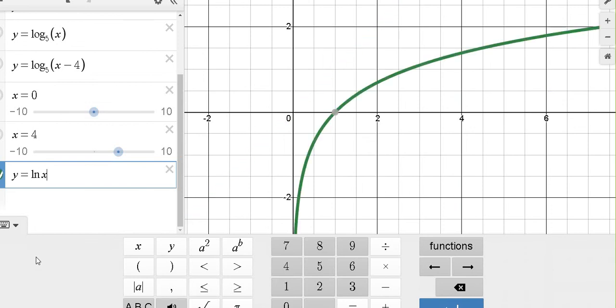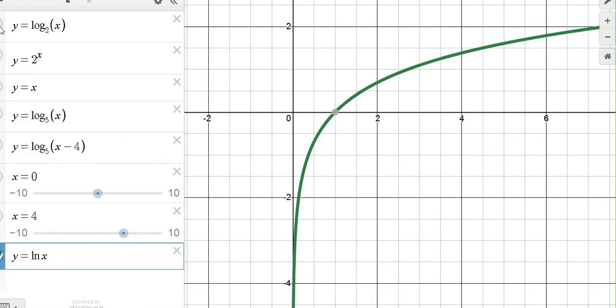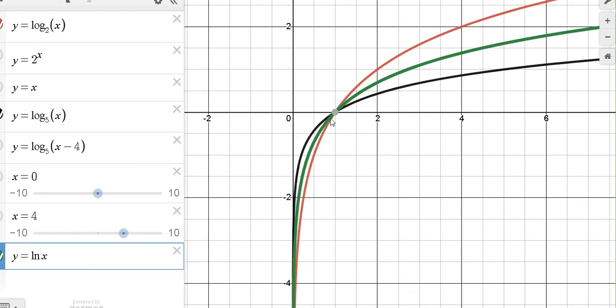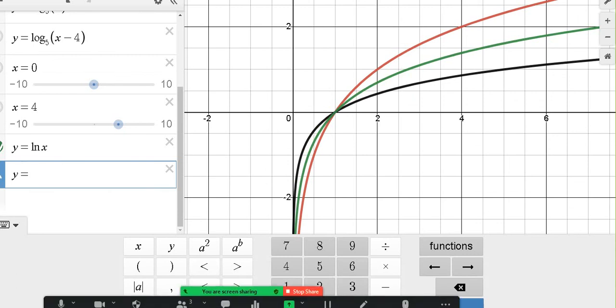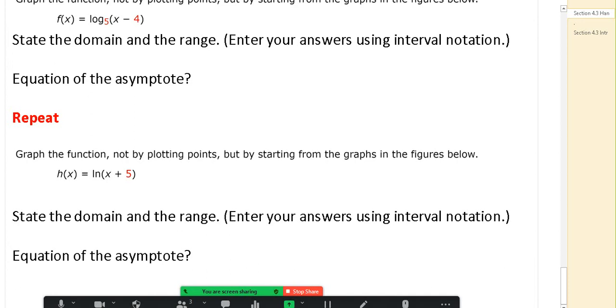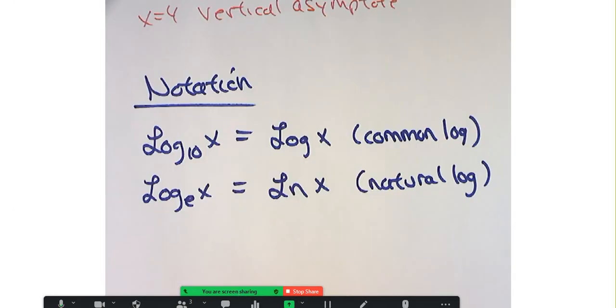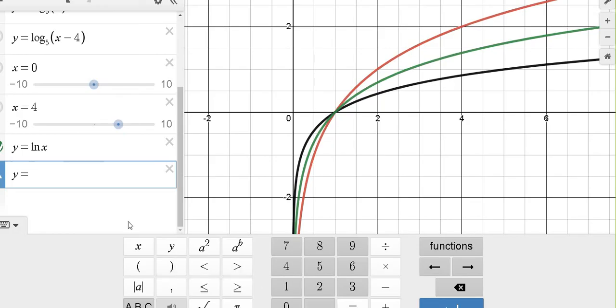Y equals ln of x. So it's just another typical log function, not much different than log base 2 of x or log base 5 of x. They're all the same kind of graph passing through 1, 0. But what's the log of, let's see, what was the last one here? Nope, this one. Yeah, ln of x plus 5. So let's take a look at that one. Maybe we can make some predictions first. ln of x plus 5.